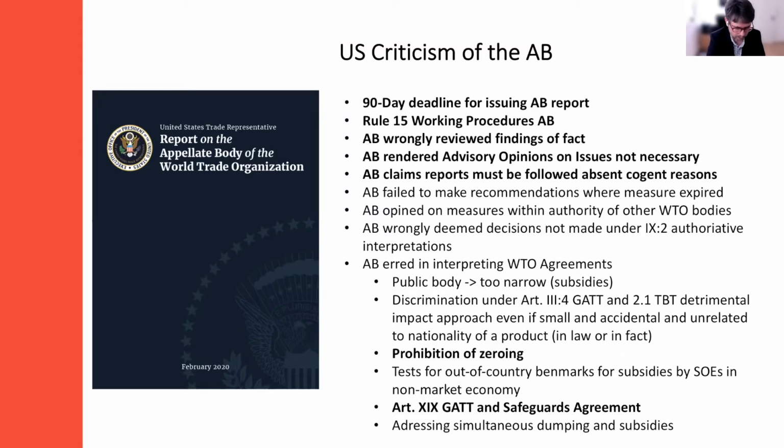So, for example, the appellate body is supposed to issue its appellate body report within 90 days. That is a very tight deadline. The appellate body was pretty good at sticking to it at the very beginning of its existence, but then the cases got more complicated. And in the beginning, the appellate body asked the two litigants whether they agreed to an extension. Over time, they stopped asking, and they didn't abide by the 90-day deadline.